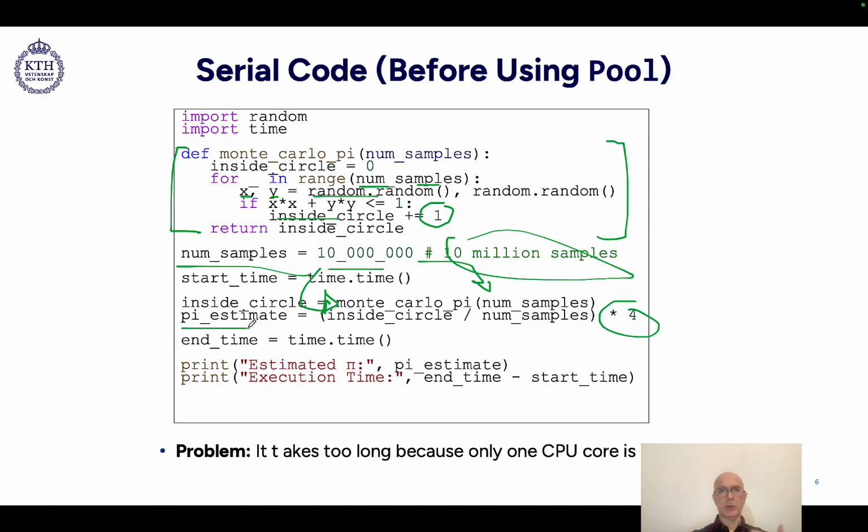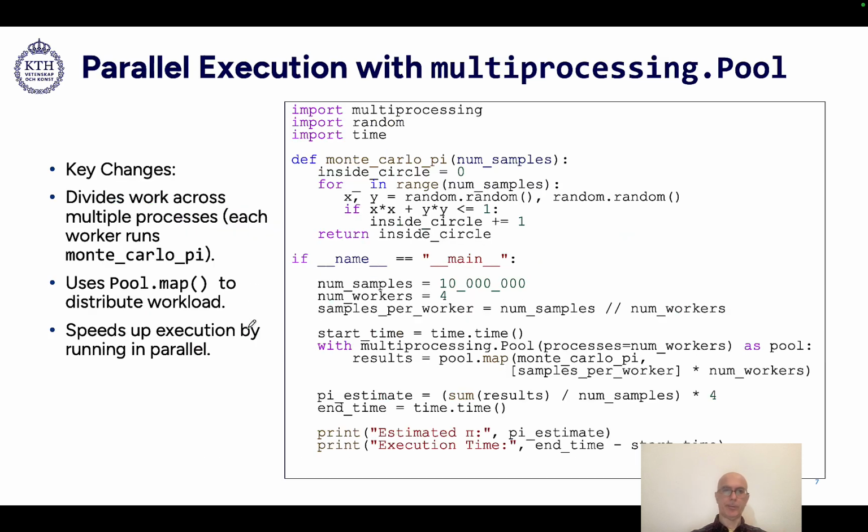By using the multiprocessing.Pool, we can parallelize quite easily and use all the cores available on your processor. So let's look together at the implementation using the multiprocessing.Pool. There are a few key changes. We divide the work across multiple processes, and each worker is going to run Monte Carlo pi. We're going to use a pool map to distribute the workload. So it's going to be the same task, but on a different number of points.